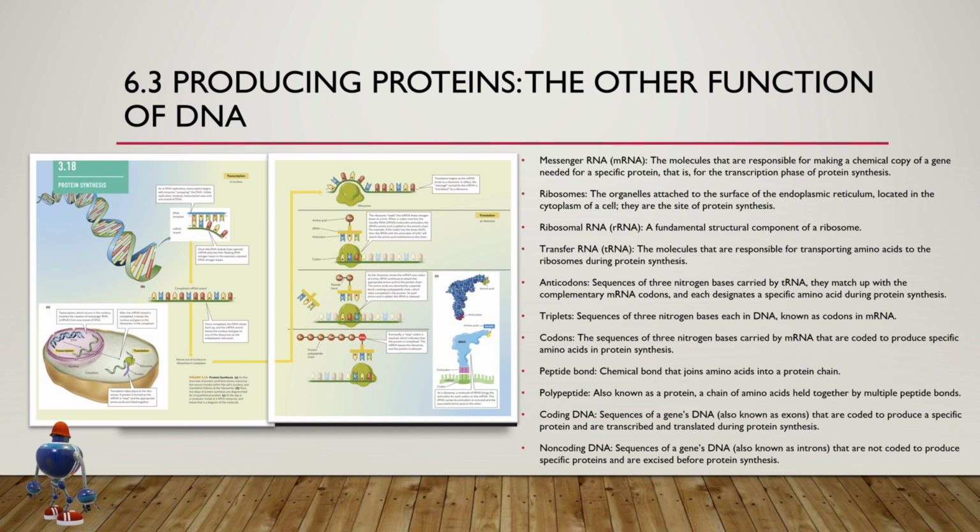acids in protein synthesis. And the peptide bond is a chemical bond that joins amino acids into a protein chain. And next is polypeptide, also known as a protein, a chain of amino acids held together by multiple peptide bonds. The next one is coding DNA, a sequence of a gene's DNA, also known as exons, that are coded to produce a specific protein and are transcribed and translated during protein synthesis. The last one is non-coding DNA, a sequence of a gene's DNA, also known as introns, that are not coded to produce specific proteins and are excised before protein synthesis.